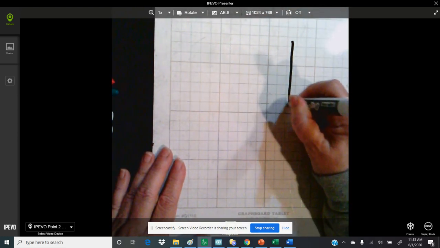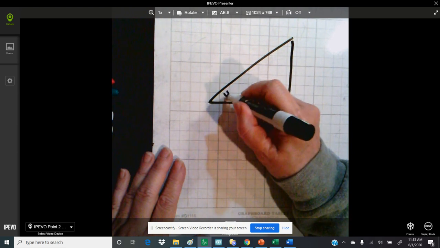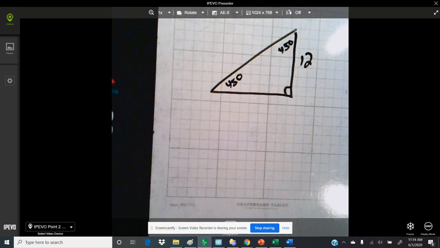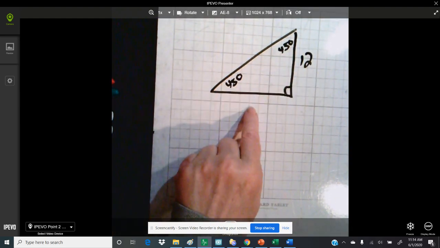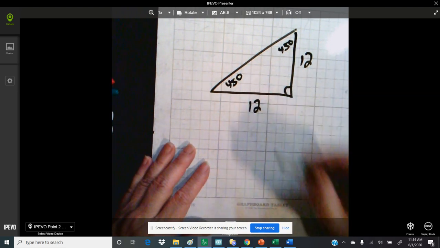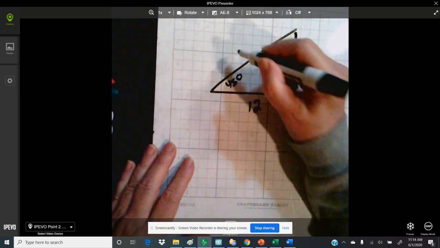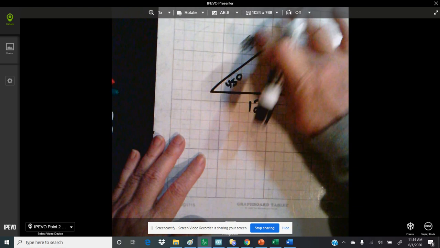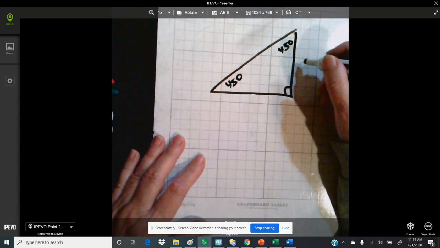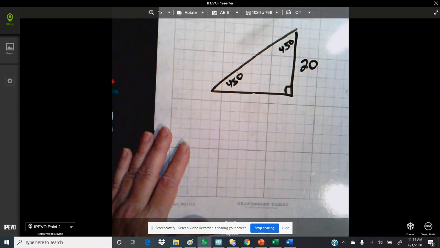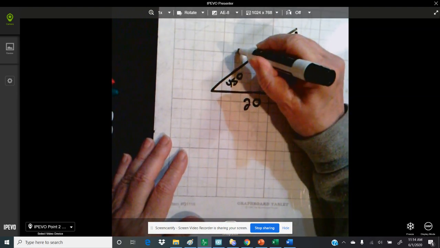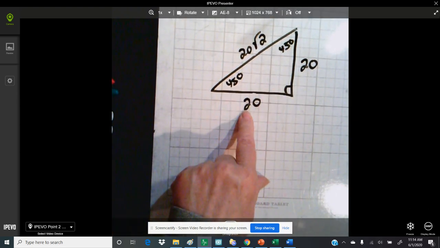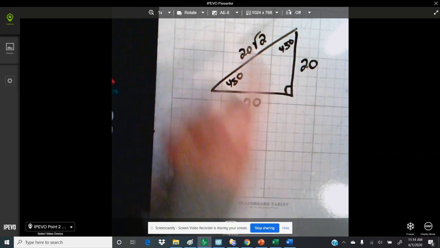If you are told that you have a 45, 45, 90 triangle, and you know that this side is 12, and you want to find the other two sides, remember, the two legs have to be exactly the same. So if this one's 12, this is 12, which means my X value is 12. So this will just be 12 times the square root of 2. Let's say I knew that this side was 20. I know this side has to be 20, and this side has to be 20 times the square root of 2. So that's pretty easy when you're given one leg: the other leg is exactly the same, and the hypotenuse is the leg times the square root of 2.